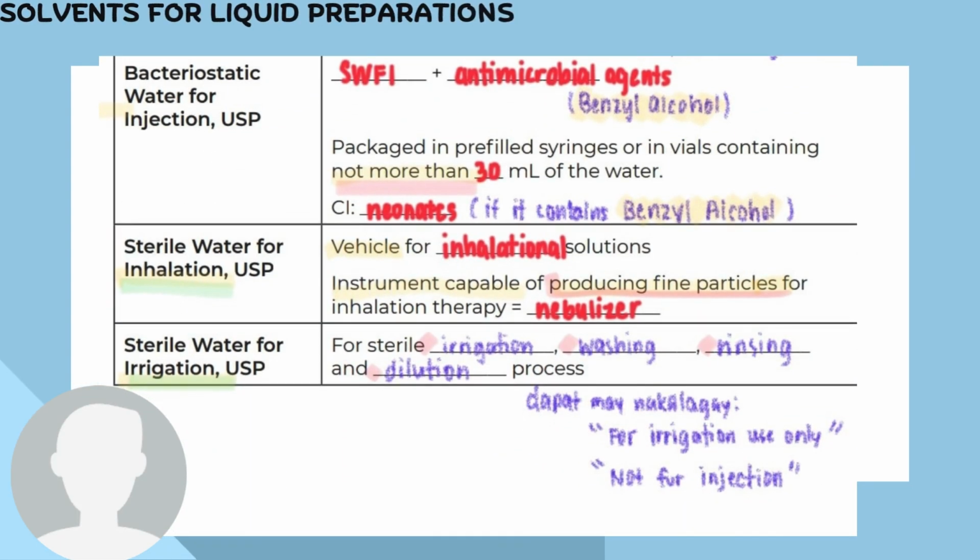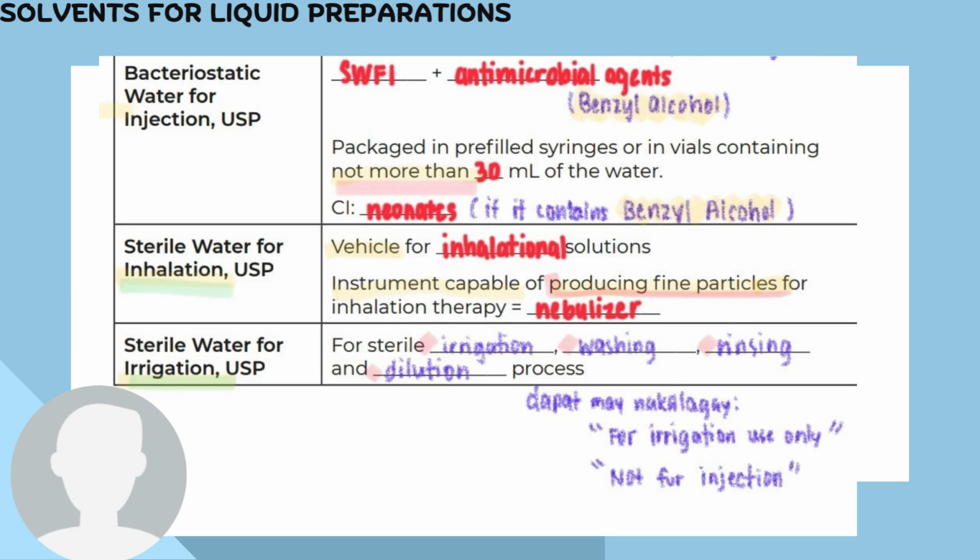Okay, next, the bacteriostatic water for injection USP. This is basically sterile water for injection, but with added antimicrobial agents. That's why it's called bacteriostatic. The antimicrobial agent helps inhibit the growth of bacteria, so the solution can be used multiple times or in multi-dose vials. It's commonly used as diluent for medications that need reconstitution before injection, packaged in pre-filled syringes or vials not more than 30 ml in volume.